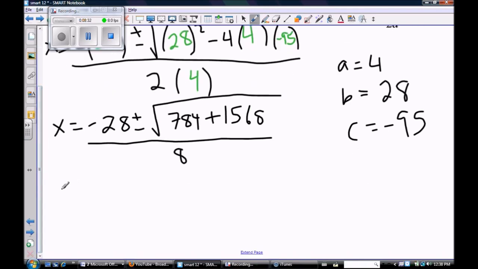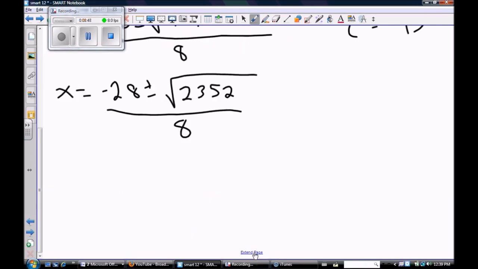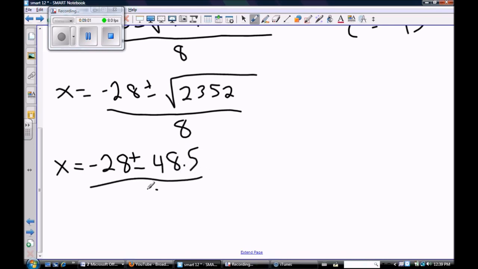So x equals negative 28 plus or minus the square root of 784 plus 1,568, which is 2352, over 8. And now find that square root. When I take the square root, I'm not going to worry about whether or not to use decimals. It's a word problem, so you use decimals unless something major says not to. The square root of 2352 is just about 48.5.